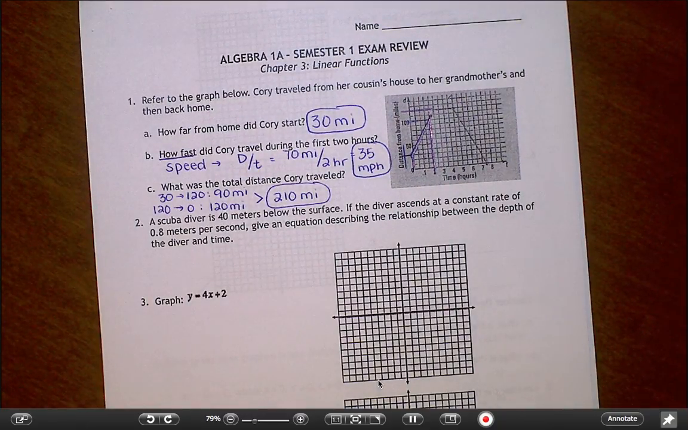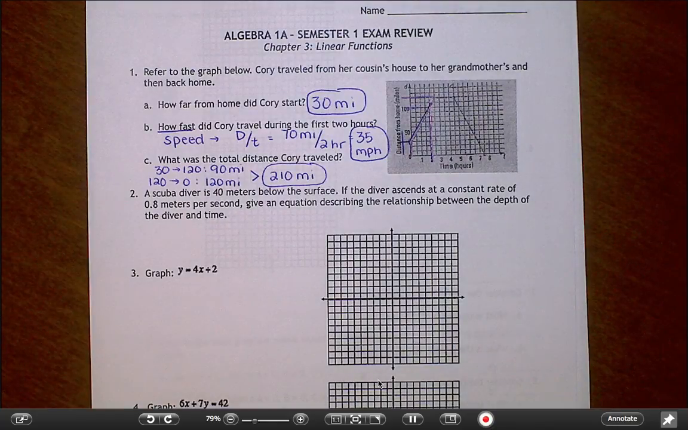Okay, let's take a look at number 2. A scuba diver is 40 meters below the surface. The diver ascends at a constant rate of 0.8 meters per second. Give an equation describing the relationship between the depth and time.